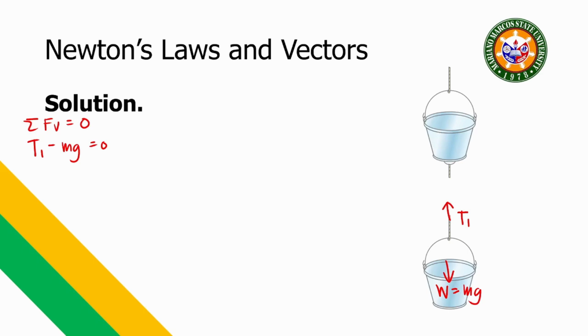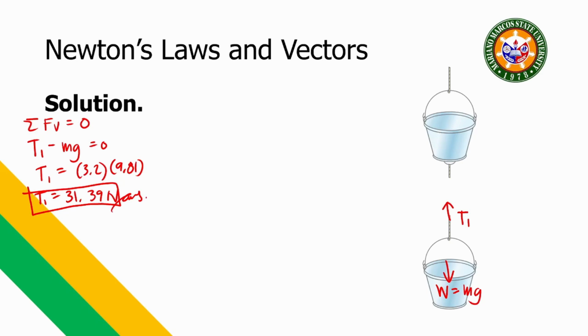If we transpose mg, T1 will be equal to mass times gravity. Substitute na natin 3.2 multiplied by 9.81. So, T1 will be equal to 31.39 newtons. So, ito kung naka-rest pa lang yung ating bucket. So, T1 or tension nung cable na nasa baba.